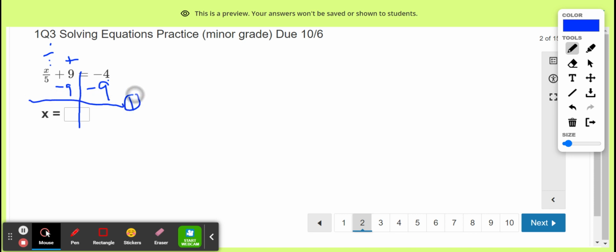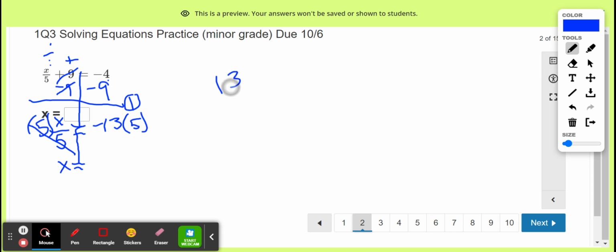After step 1, positive 9, negative 9, those are going to cancel. So we bring x divided by 5 down, and then for the negatives, when you take away 9, you're going to have negative 13 on the right side now. The opposite of dividing by 5 is multiplying by 5, and we can represent that with parentheses or a dot. We multiply both sides by 5, and 5 divided by 5 is going to be 1. So we got x is equal to negative 13 times 5.